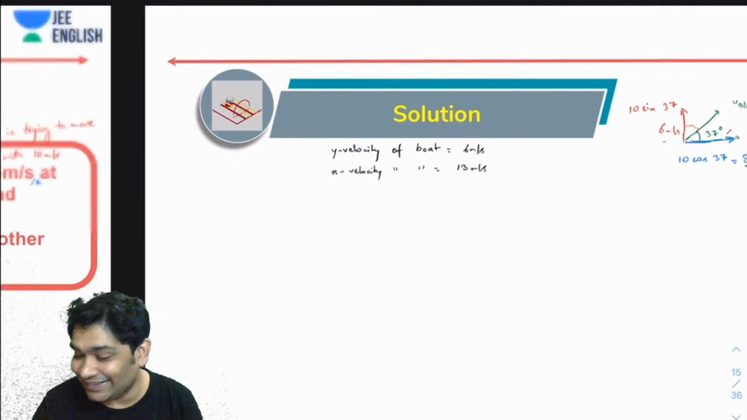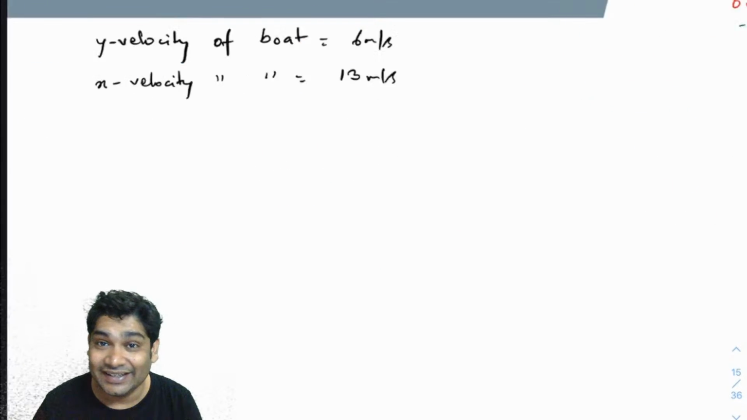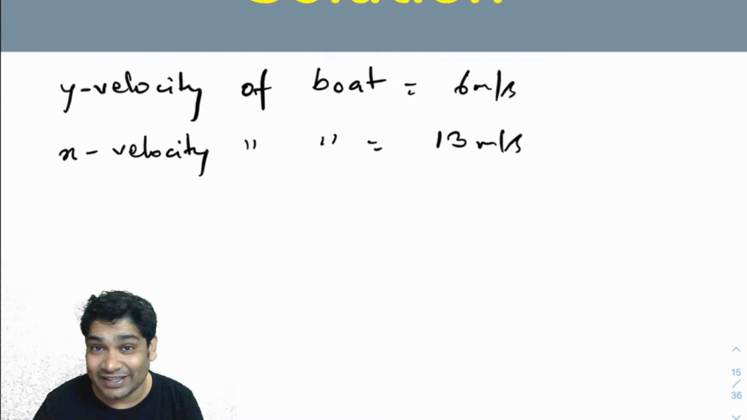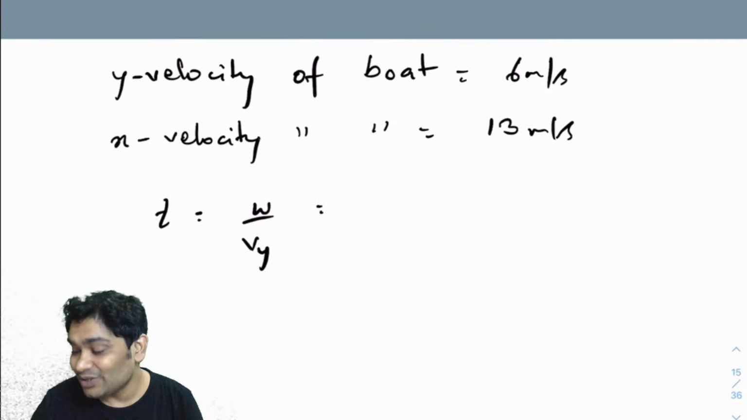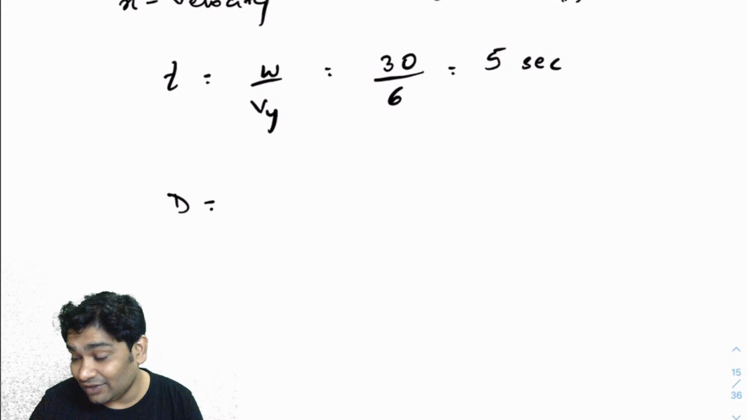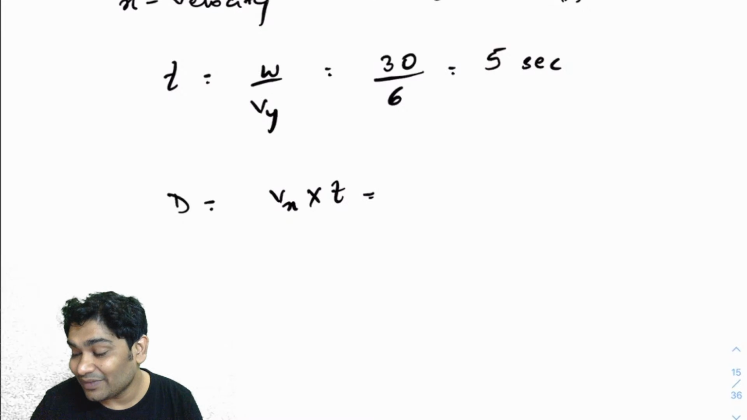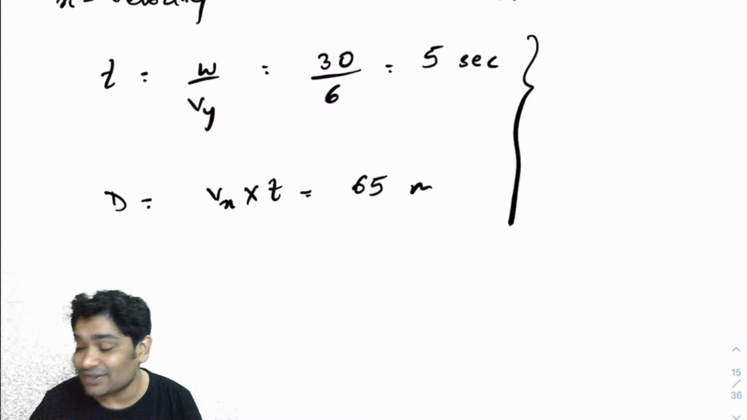Yes, Pawan immediately corrected it. The width of the river was 30. So the time taken would be width over Vy, the y velocity. So that is 30 over 6, which is 5 seconds. And the drift is x velocity into time. Time is 5, x velocity is 13, so that will be 65. So those are my two answers.